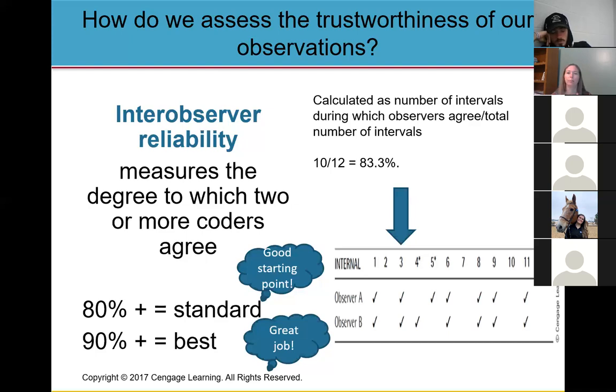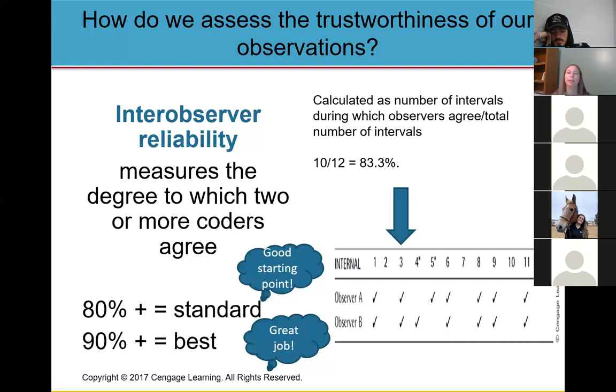With reliability, we want to make sure that we're getting the same results over and over. We want our tests to be both valid and reliable. So do we get the same answers over and over again? That's what I'm talking about here. And in particular, your book is talking about observer reliability, or inter-rater reliability. That's the same thing, different words for the same thing.